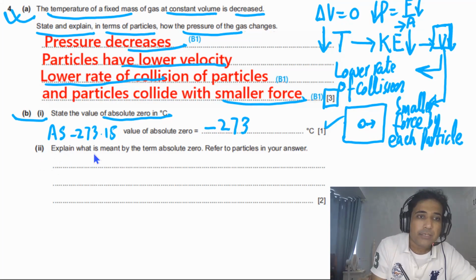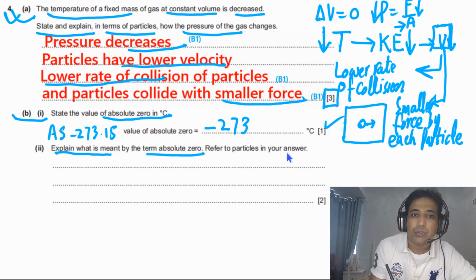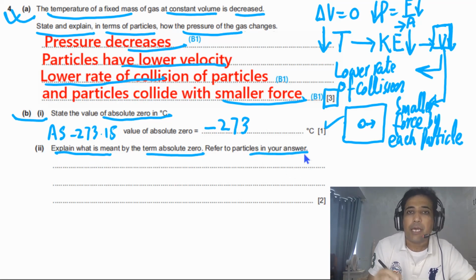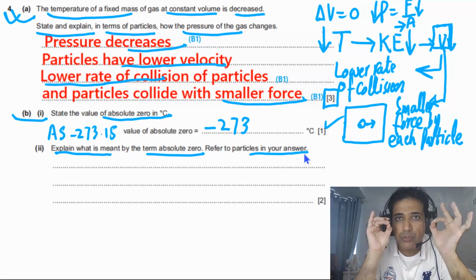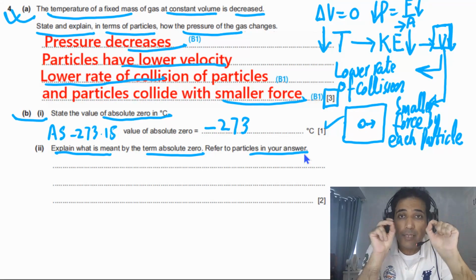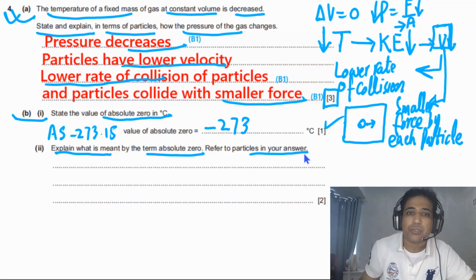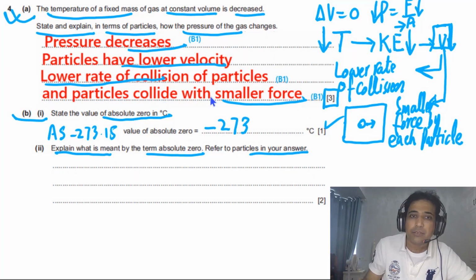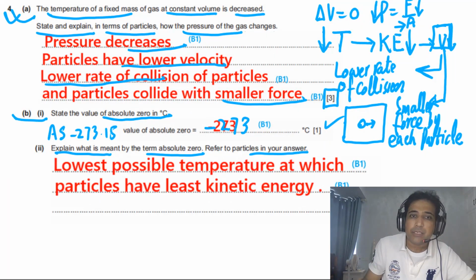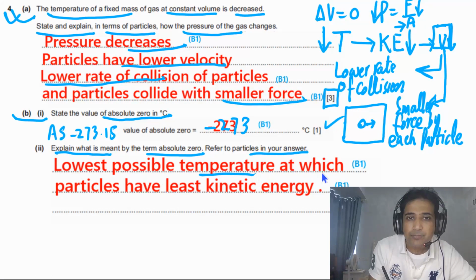For the second part, we need to explain what is meant by the term absolute zero. Refer to particles in your answer. Absolute zero is the lowest possible temperature, and at that temperature, particles have the least kinetic energy. So this is what we have to mention in your answer. So we can simply say for this one: lowest possible temperature at which particles have least kinetic energy.